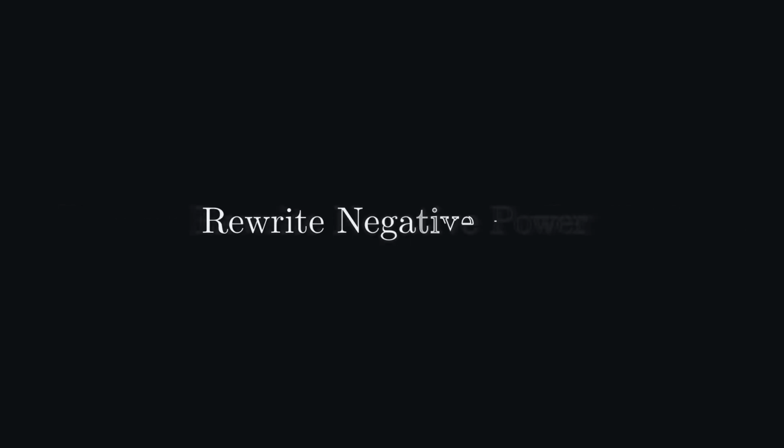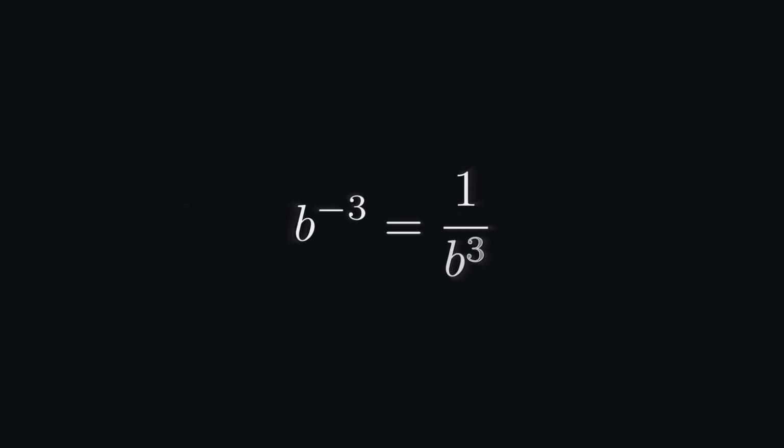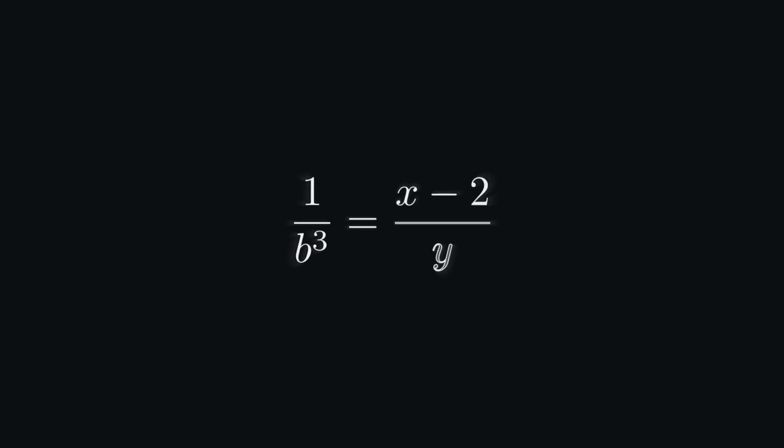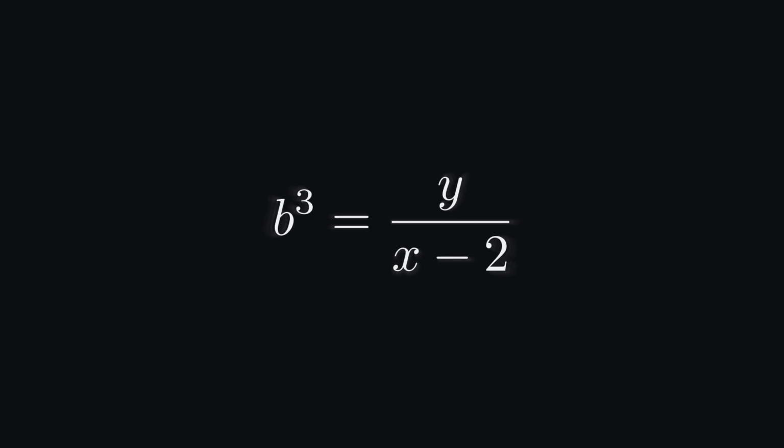Next, we will rewrite the negative power. We can express b raised to the power of -3 as 1 over b cubed. Now, let's take the reciprocals. This gives us 1 over b cubed equals the fraction (x - 2) over y. Rearranging this, we find b cubed equals y over (x - 2).